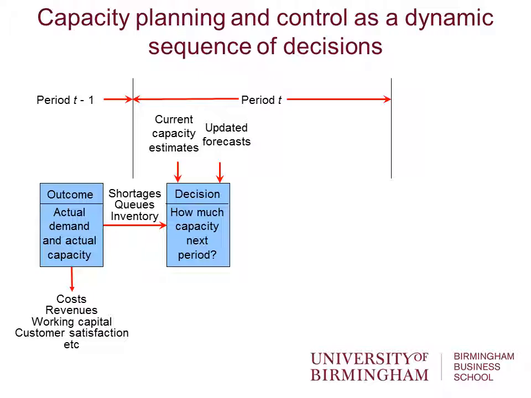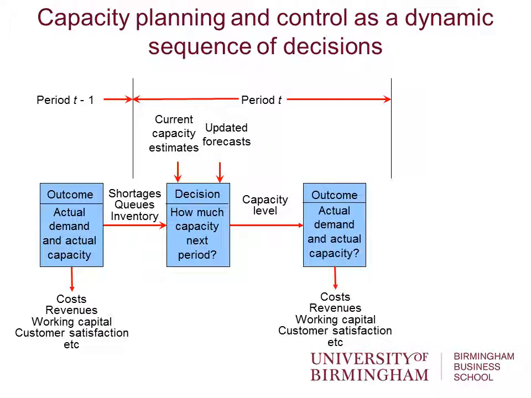So we're looking at what our new estimates of capacity are and our new forecast for demand. We have a capacity level for this time period, and we have an outcome at the end of this time period. Exactly the same situation. What was actual demand and what was actual capacity? We will have known those because the time period will pass, and if we're measuring those, we will know what they are. Okay, and this would again give us costs, revenues, working capital, customer satisfaction, and so forth.